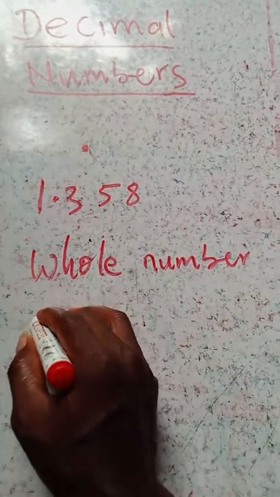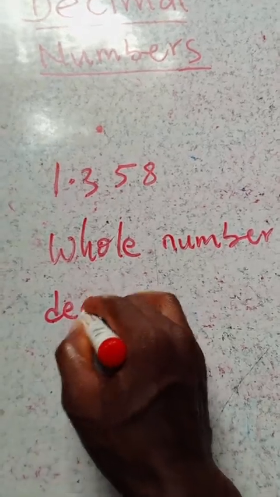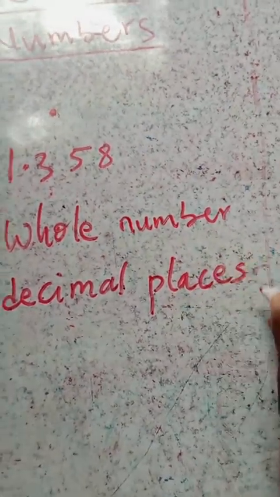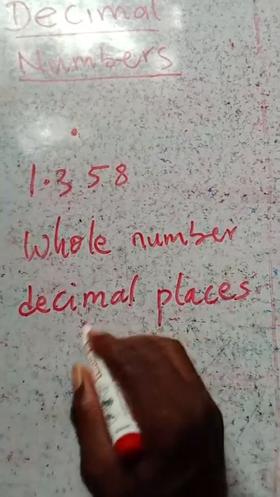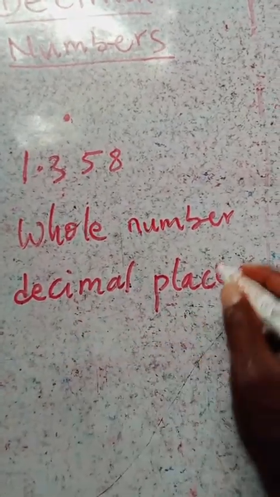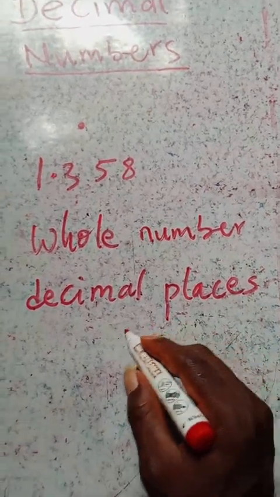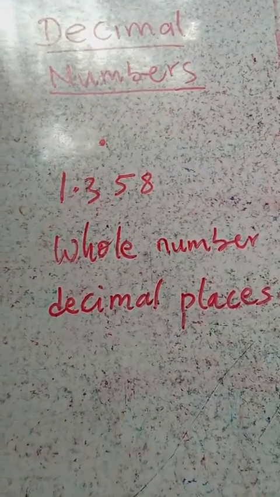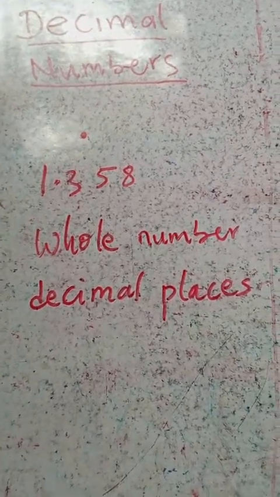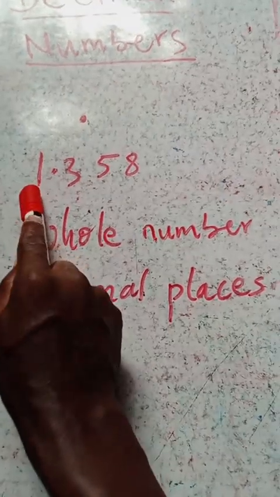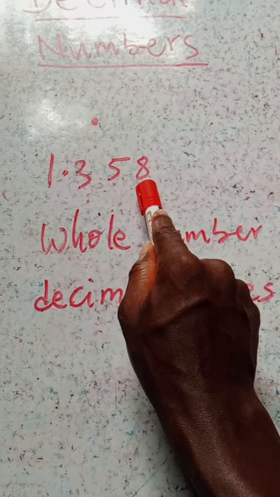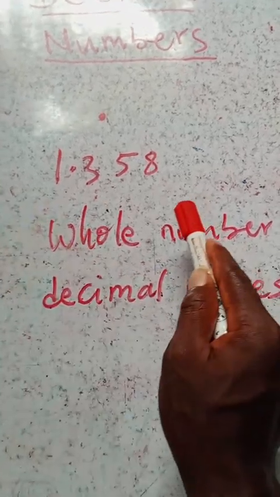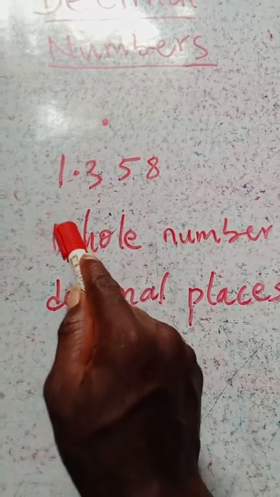decimal places. Now we have what we call whole numbers and decimal places. So in a decimal number, which ones are the decimal places, and which one is the whole number? Now if you look at this, we have 1.358. So the whole number in a decimal is the number before the decimal point.